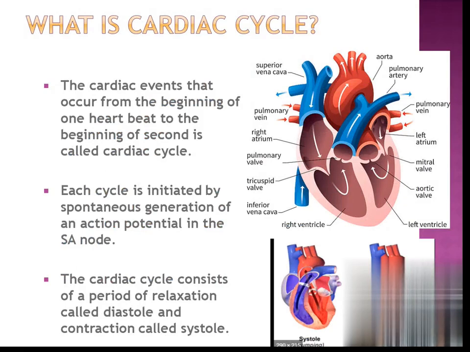So basically, the mammalian heart consists of four chambers. The upper two chambers are known as atria or auricles, and the lower chambers are known as ventricles. Okay, so there are both right atrium and left atrium, and right ventricle and left ventricle.